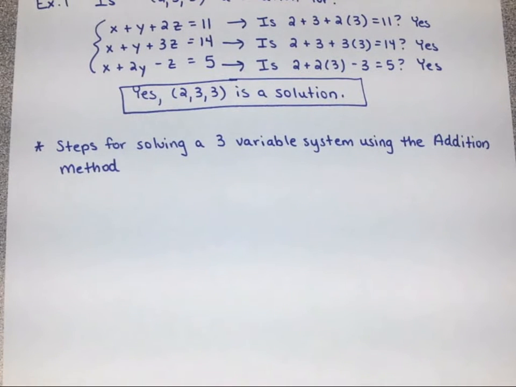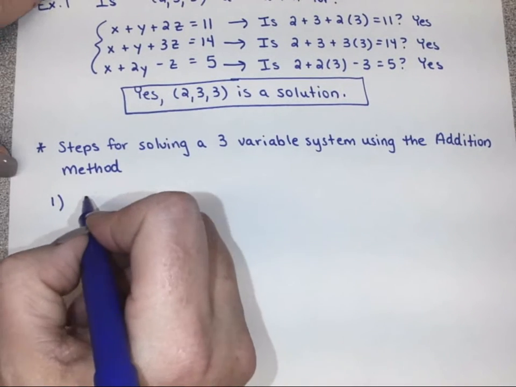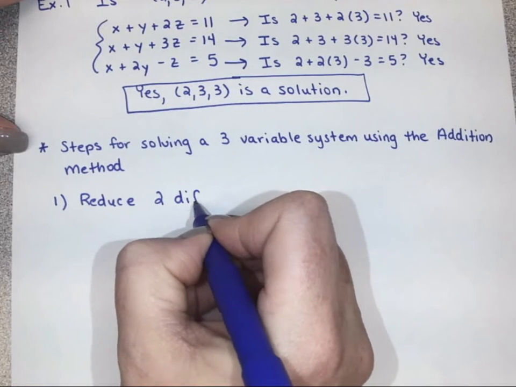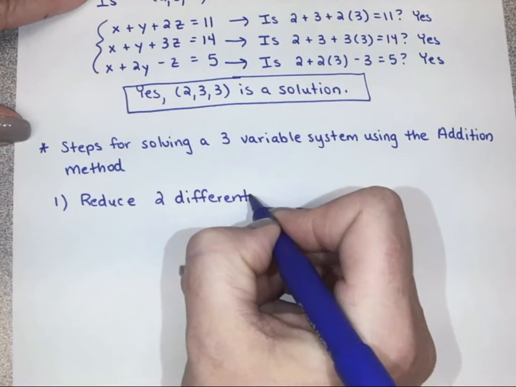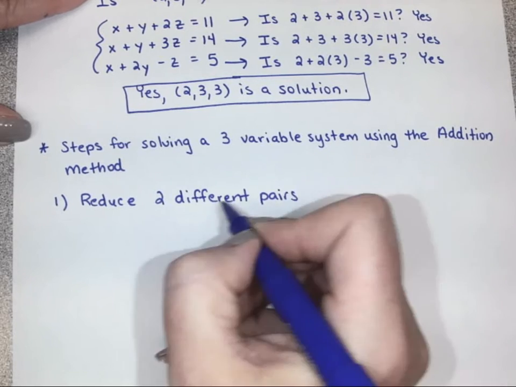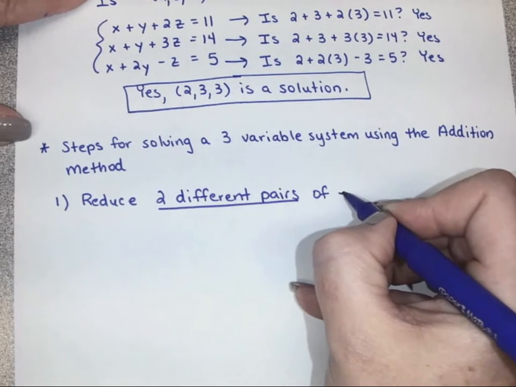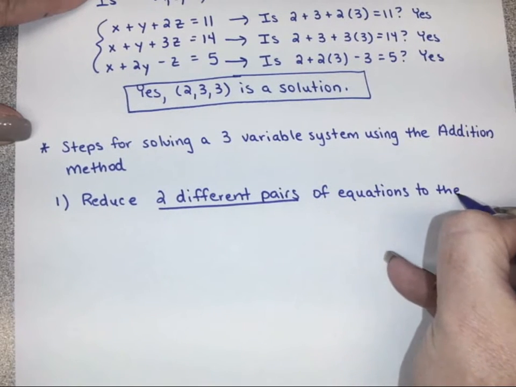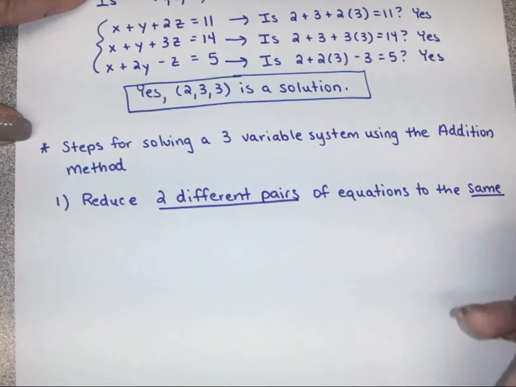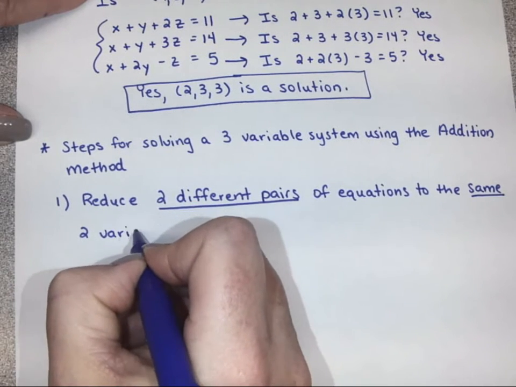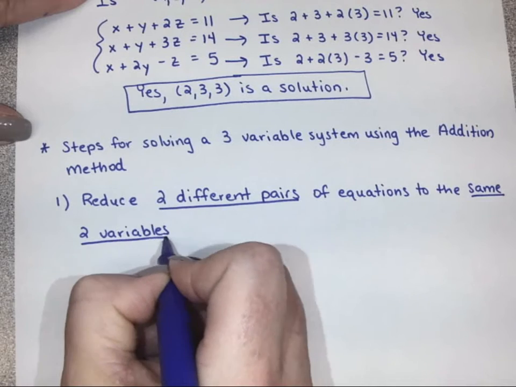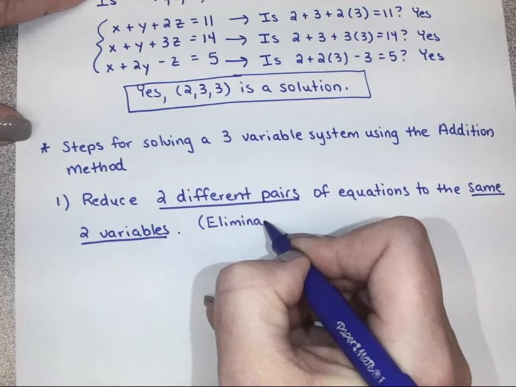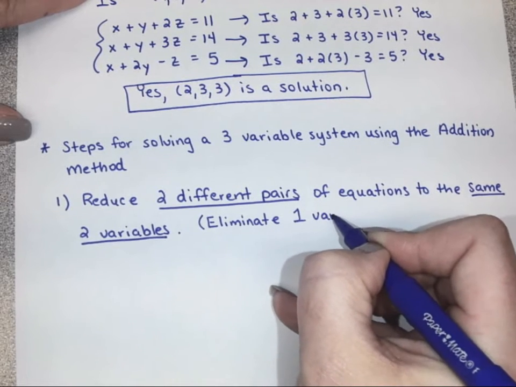Okay, but it is more tedious. There is more work to do. So let's go through the steps and then we're going to practice on a few. So first you need to reduce 2 different pairs of equations to the same 2 variables. In other words, you're going to pair up 2 equations, 2 sets of 2 equations actually, and you're going to eliminate 1 variable. You started off with 3, and you're going to whittle it down to 2.